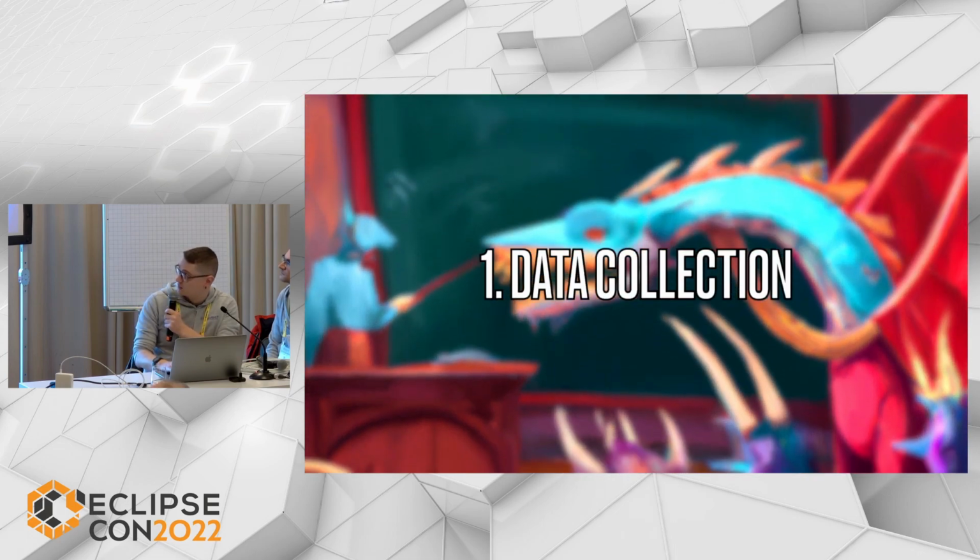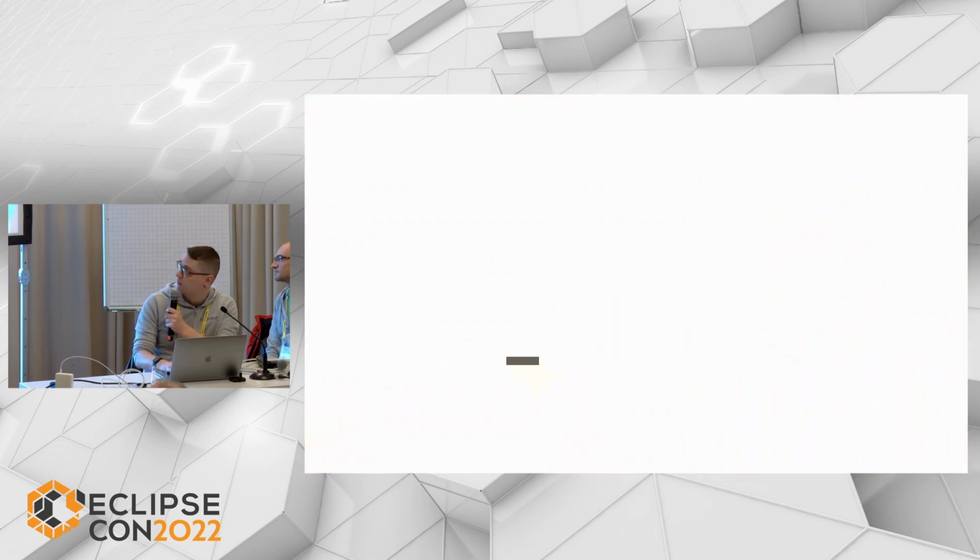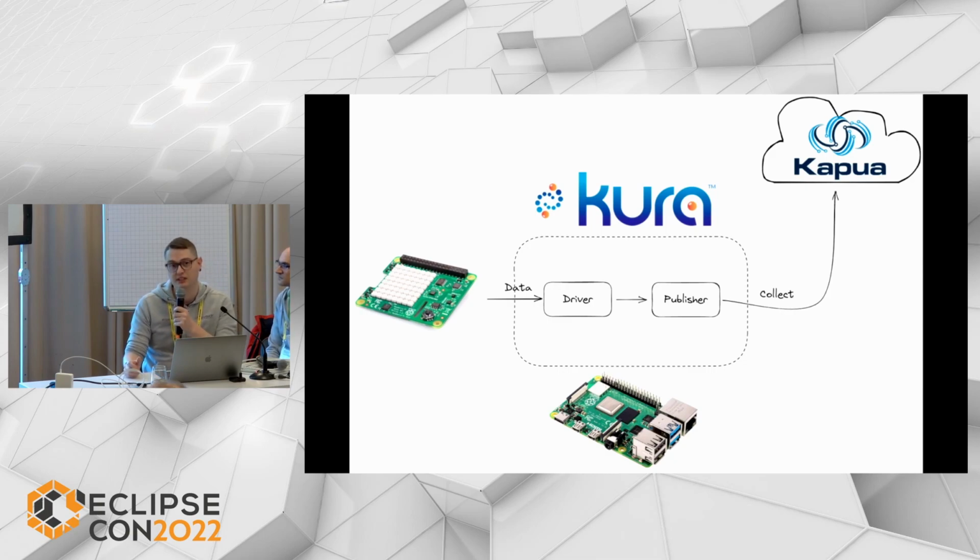So let's start with the first part of this tutorial, which is setting up the data collection using Kura. As Pierantonio said, we will use a Sensat and a Raspberry Pi to collect the data and push it to the Kapua instance. We will need two abstractions that are available through Kura, which are a Kura driver and a Kura publisher. A Kura driver encapsulates all the communication protocols necessary to connect to a field device. In this case, it will be a Sensat, as we already said, and the publisher is another abstraction that allows us to publish data to a cloud provider like Kapua.